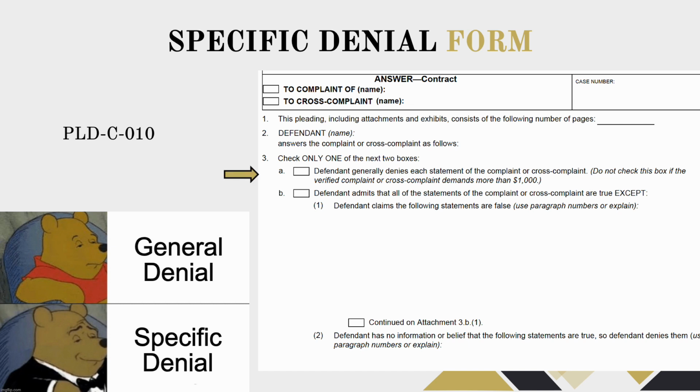The first is either a denial of all the allegations, admitting to all the allegations except the following, or stating that the defendant has no knowledge of the allegations.